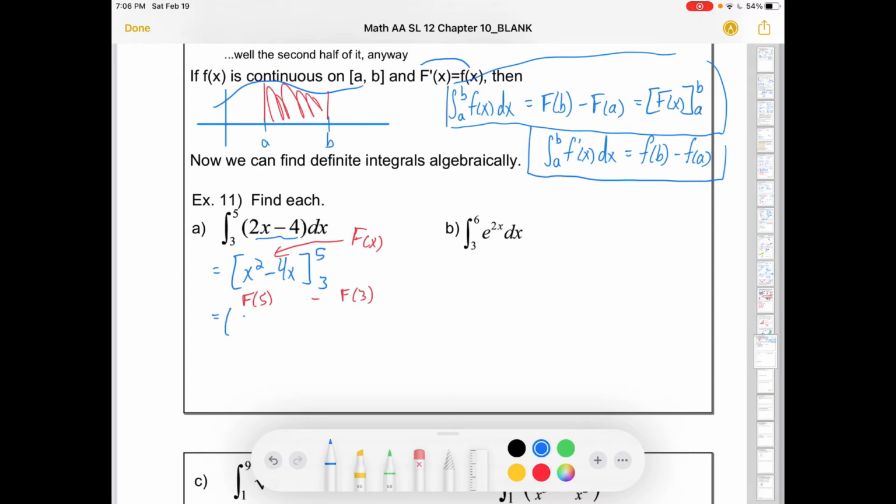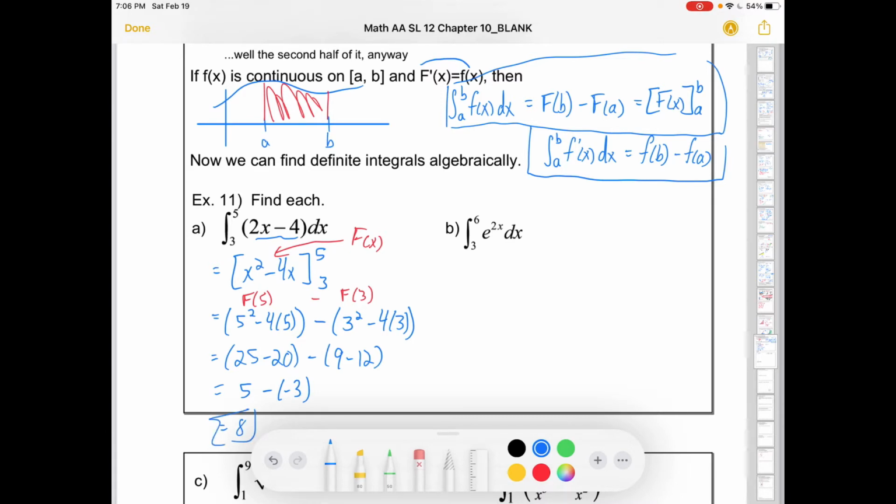So if I put in 5, I'll have 5 squared minus 4 times 5. There we go. I'll put it in some extra brackets. The antiderivative at 3 is 3 squared minus 4 times 3. And I'll just work this through. So that's 25 minus 20 minus brackets 9 minus 12, or 5 minus negative 3, or algebraically we're going to get 8.